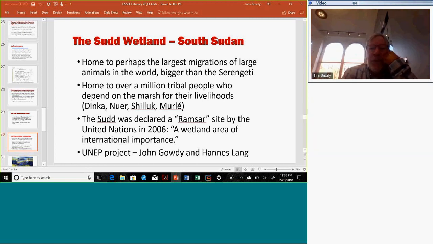It's probably the largest wetland in the world. It's bigger than the Pantanal in Brazil. It's the largest migration of large animals in the world. There's a kind of antelope called the kob, the white-eared kob. And probably the migration is about 1.5 million of these animals across that land from the wet season to the dry season. It's also the home to about 1 million tribal people who depend on the marsh for their livelihoods. Again, this is done by UNEP.